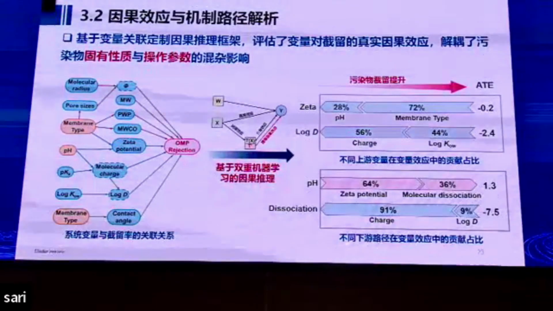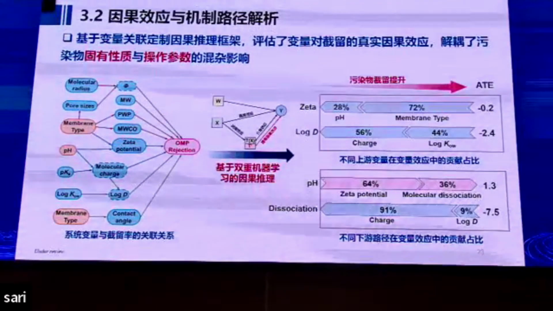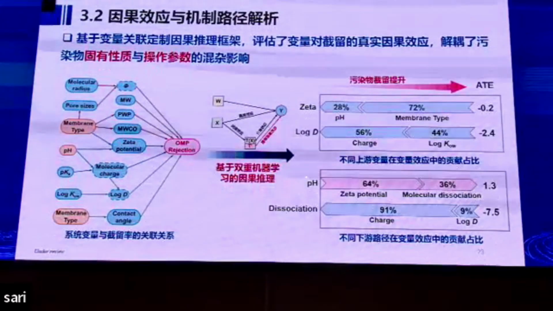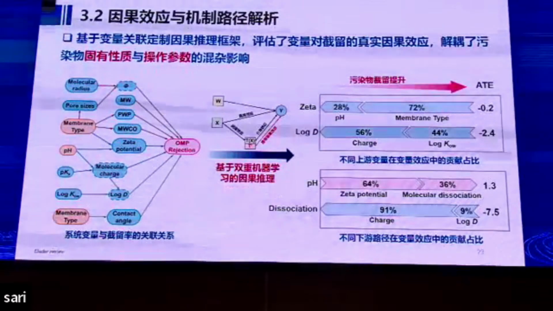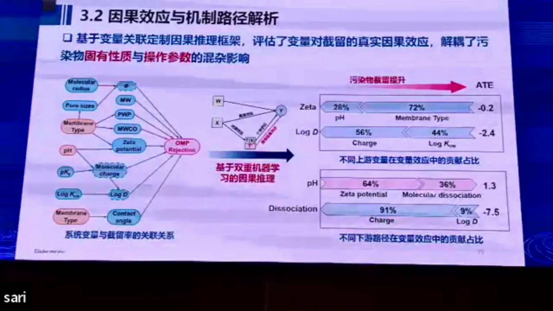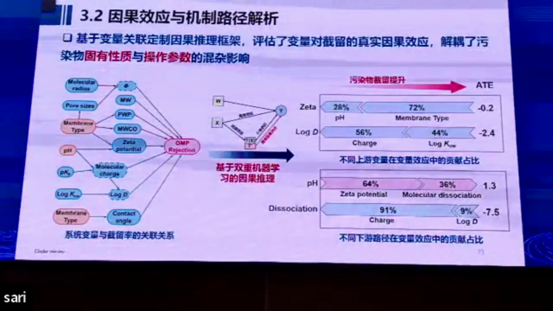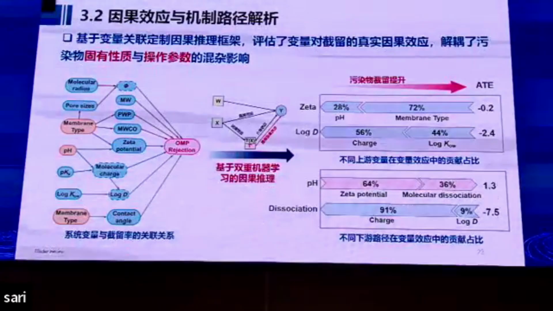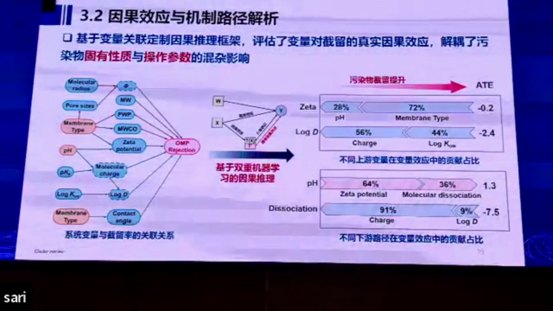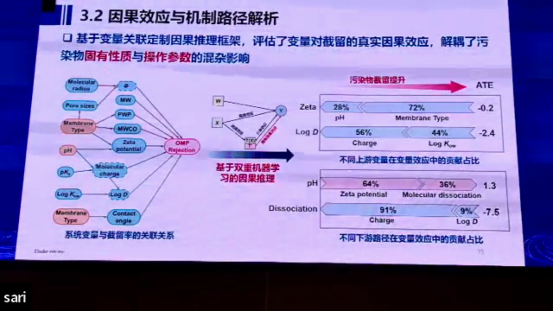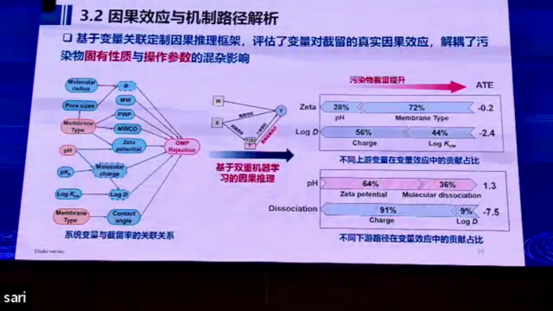And also for the downstream avenue, what we can understand is that the pH affects the zeta potential more than the molecular dissociation. So the pH can influence the rejection more through this avenue.